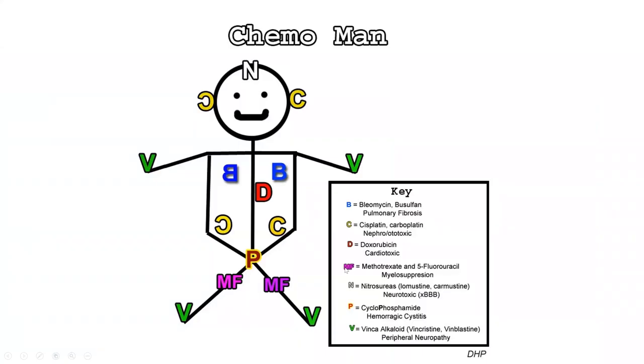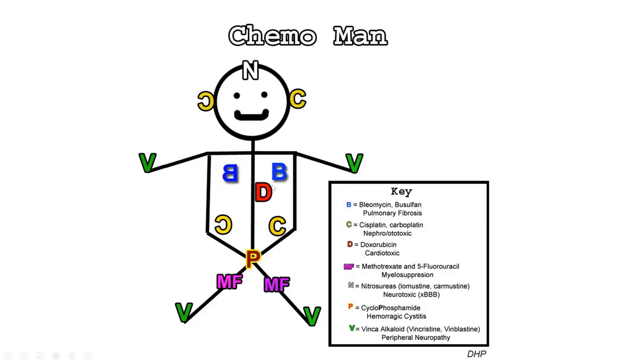An easy way to remember the side effects of some immunosuppressive medications is by using the chemo man. So the chemo man is a nice man. He has his head, his ears, his hands and feet, his arms and legs, his kidneys, bladder, heart, and lungs. So remember, these lungs are B for bleomycin. Bleomycin is an immunosuppressive medication that can be used for intralesional injection in basal cell carcinoma, and it will cause pulmonary fibrosis. So remember this B for lungs, pulmonary fibrosis.